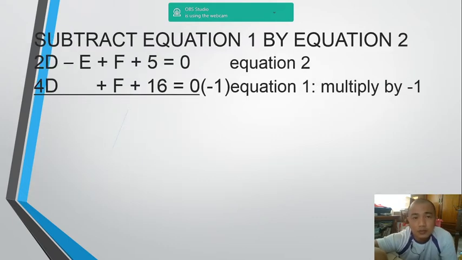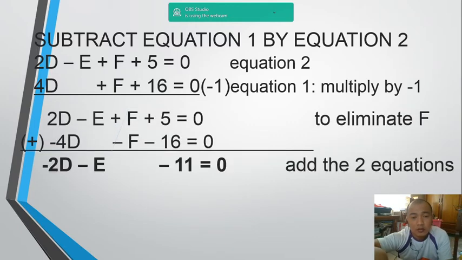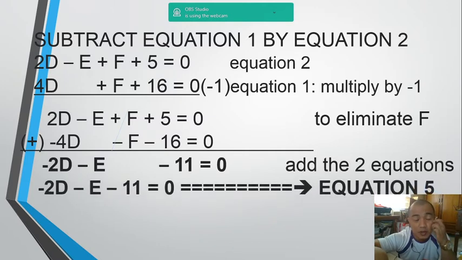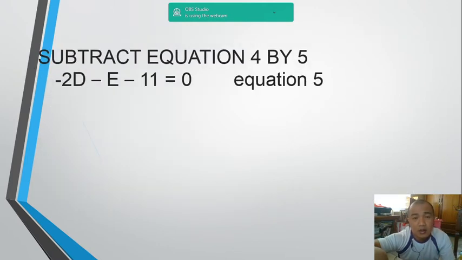Next, subtract equation 1 by equation 2. So, I will multiply equation 1 by -1 to eliminate F. So, what is the answer? Add the two equations. -2D minus E, 5 minus 16 is minus 11. So, equation 5 is -2D minus E minus 11 equals 0. Then, next step is we subtract equation 4 by 5.